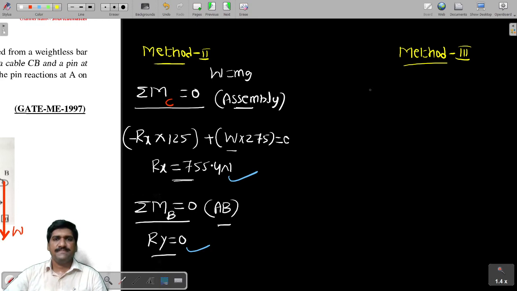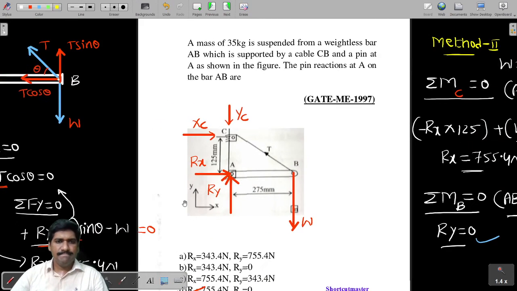Okay, yes. So the first two methods belong to equations of equilibrium. The third method belongs to what? Lami's theorem. For Lami's theorem, separate the body AB, because for the entire assembly we can never apply Lami's theorem. Lami's theorem requires a point of concurrency, a condition of equilibrium, and three forces acting on it.